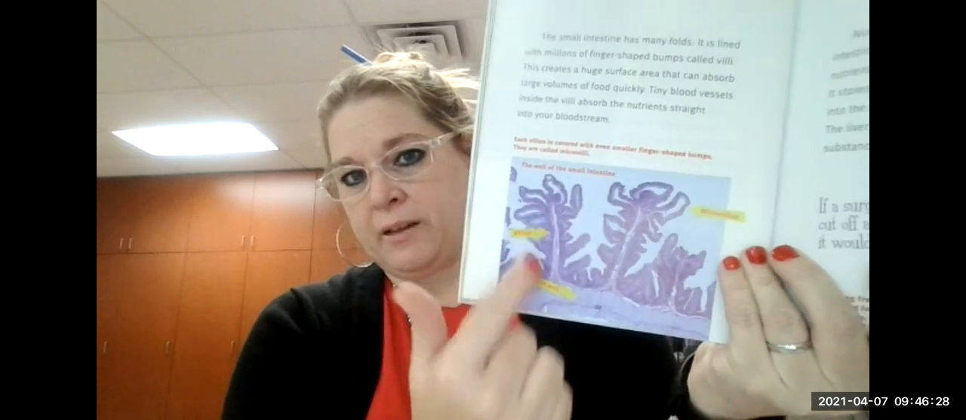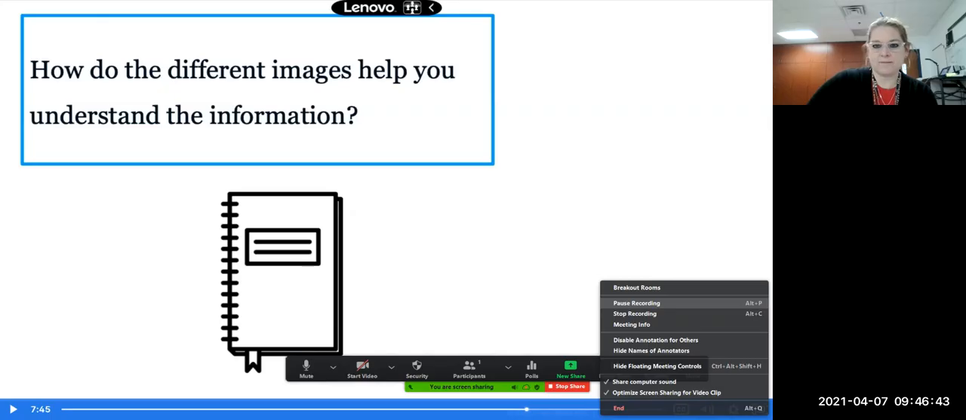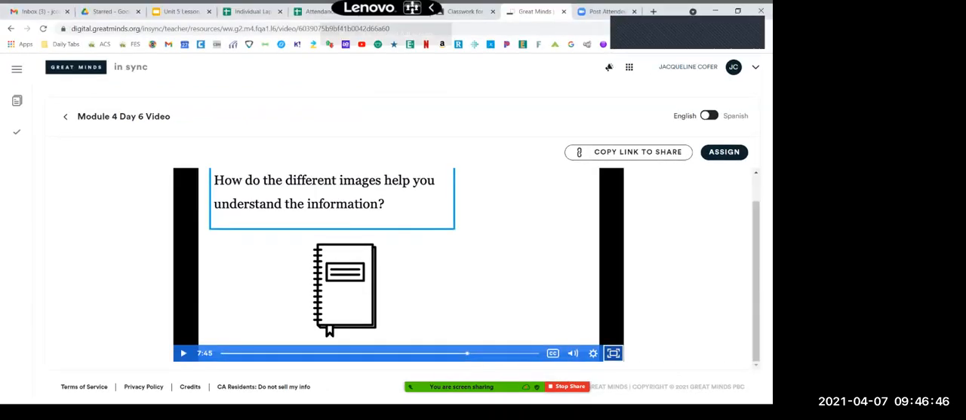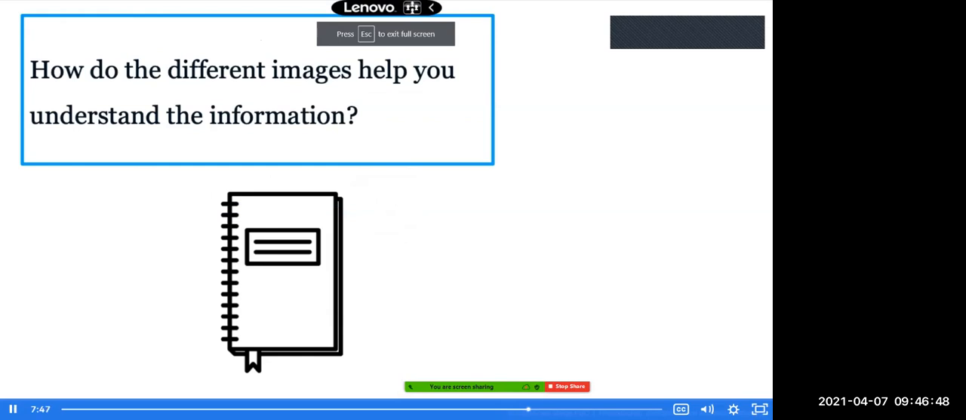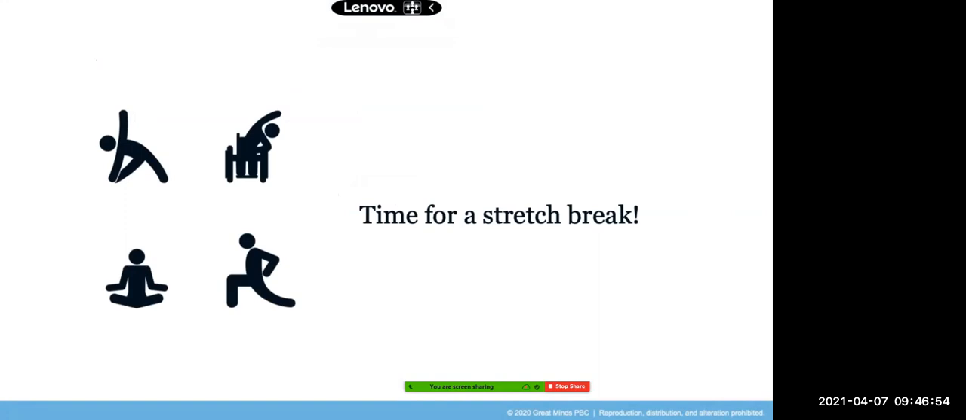And there was specific information in some of the images that helped me know what the author wanted me to remember. Okay, like this one especially. This one gives me lots of information that the author wanted me to remember. So the different images helped me understand that text better in several different ways. Let's get back to the video. Pause here to take a stretch break and just hit play when you're ready to continue.